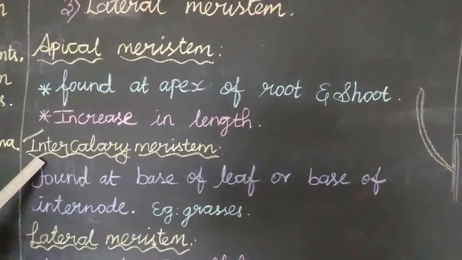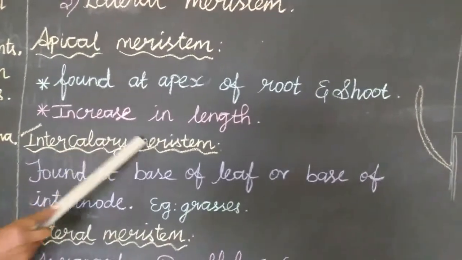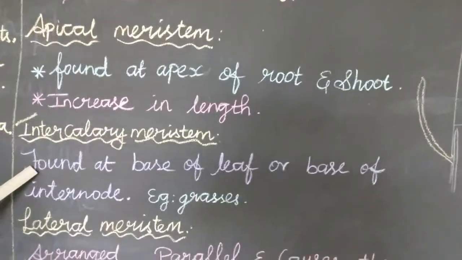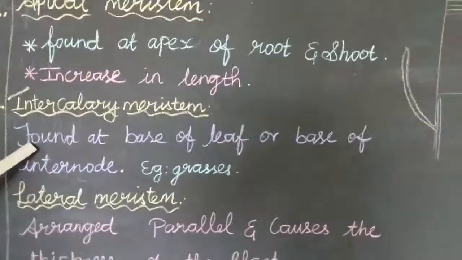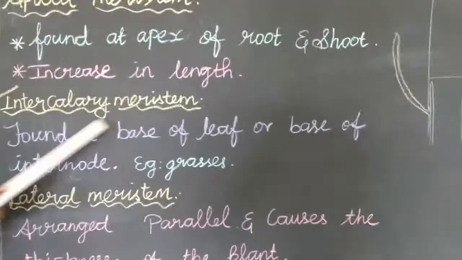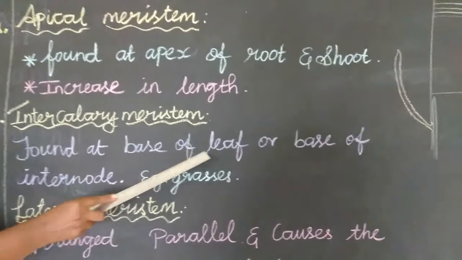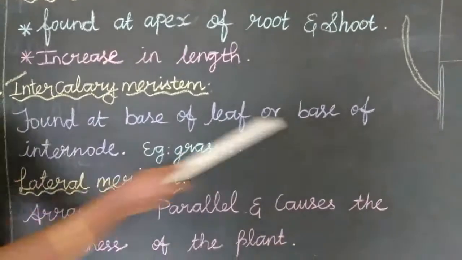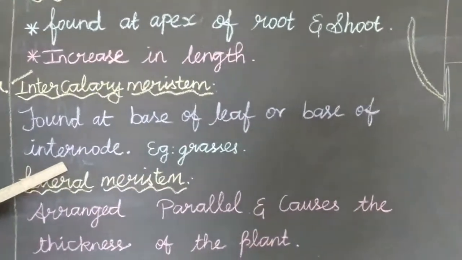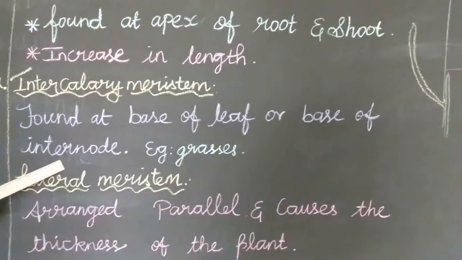Okay. The next one is intercalary meristem. Intercalary meristem, where is it found? It is found at the base of the leaf. What is that? The base of the leaf or the base of the internode. Did you see the sugar cane?